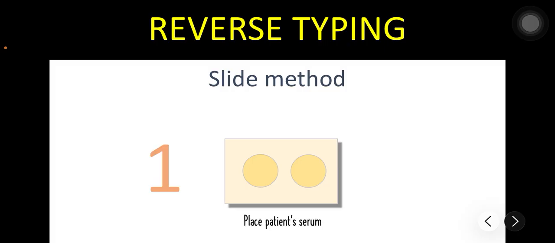Okay? So now let's talk about the reverse typing. It's also known as the reverse grouping or back typing or ABO serum testing. It is part of an ABO blood group test used to detect your ABO antibodies or your isoagglutinins in a patient's serum or plasma. It follows Landsteiner's rule, which states that individuals predictably possess antibodies in their serum directed against the ABO antigens absent from their own red blood cells.